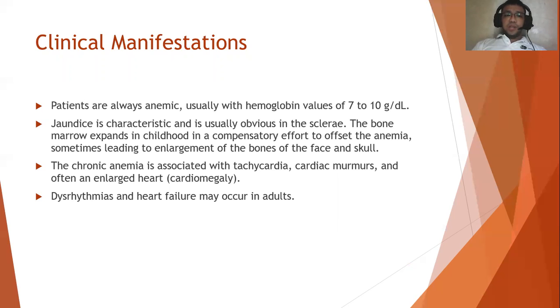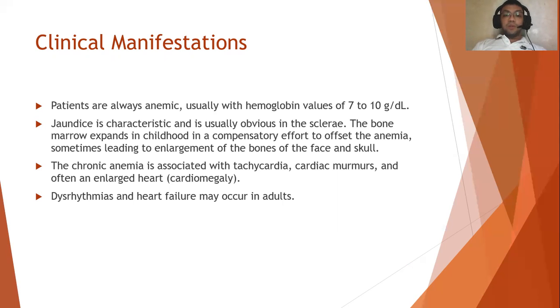Clinical manifestations: patients are always anemic, usually with a hemoglobin value of 7 to 10 grams per deciliter. Jaundice is a characteristic and is usually obvious in the sclerae. So that's in the white of our eyes. They become jaundiced. The bone marrow expands in childhood in a compensatory effort to offset the anemia, sometimes leading to the enlargement of the bones of the face and skull.